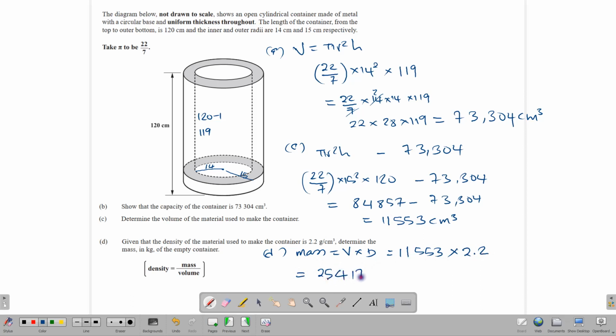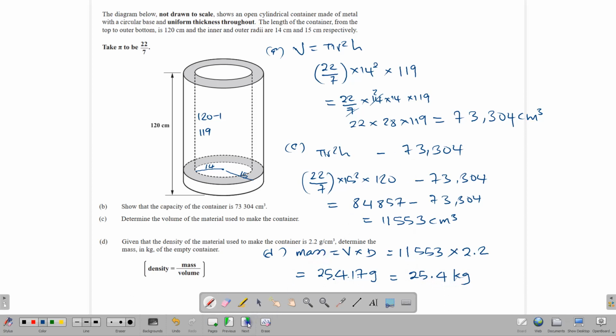And that gives us an answer of 25,417 grams. But the answer wants it in kilograms. And for our conversion purposes, 1,000 grams make a kilogram. So we divide this by 1,000. And so dividing it by 1,000, we end up getting 25.4 kilograms. That takes care of this question.